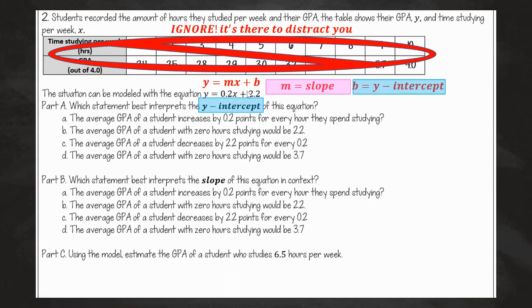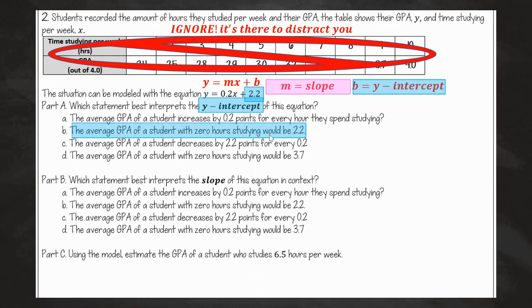So which statement best interprets the y-intercept of the equation? Well, here our y-intercept is 2.2. So we're going to look for our answer choices that include 2.2. So we have B and C. Well, B says the average GPA of a student with 0 hours studying would be 2.2. Well, yes, because 0 hours would be our x, and our y-intercept is always when x is equal to 0. So B would be our best choice.